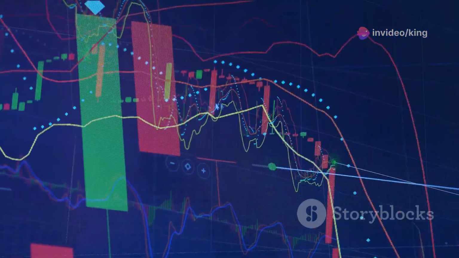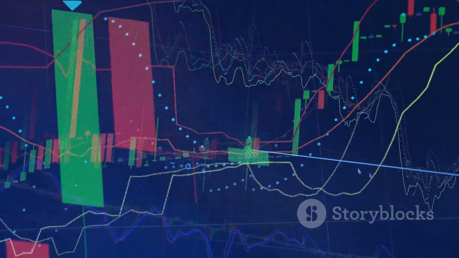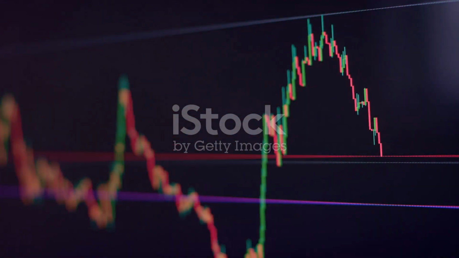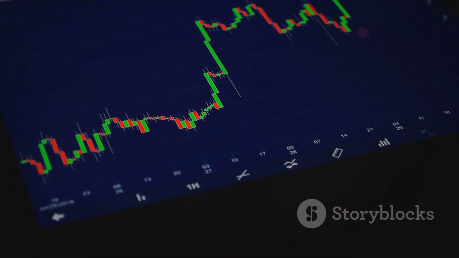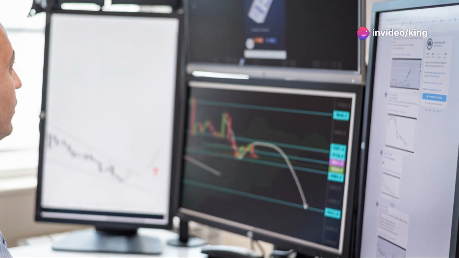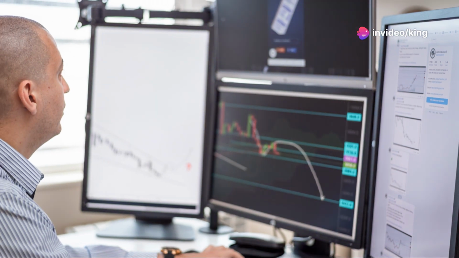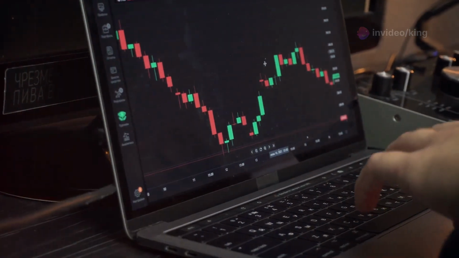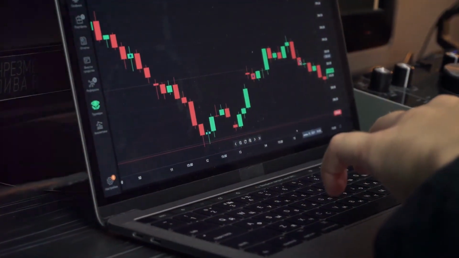The 5-minute chart is a powerful tool for scalpers. It displays price movements in 5-minute intervals. Each candle or bar on the chart represents 5 minutes of trading activity. This time frame provides a good balance for scalping. It's short enough to capture quick moves, but long enough to filter out some noise.